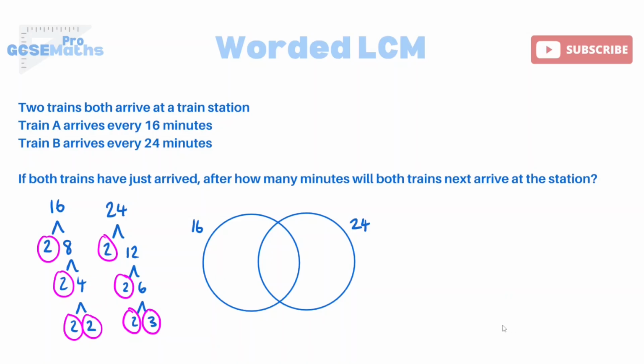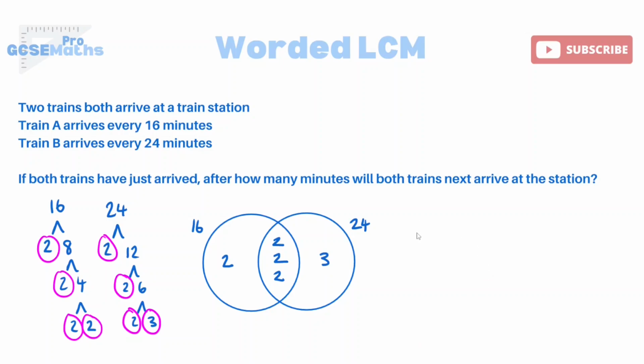Filling in my Venn diagrams, I first do the overlap, so whichever pairs of numbers I have. I've got a pair of 2s here, so that will go in once. I've got another pair of 2s, so twice, and a third pair of 2s, so 3 times. Then left over, I've got a 2 on the 16 side and a 3 on the 24 side.